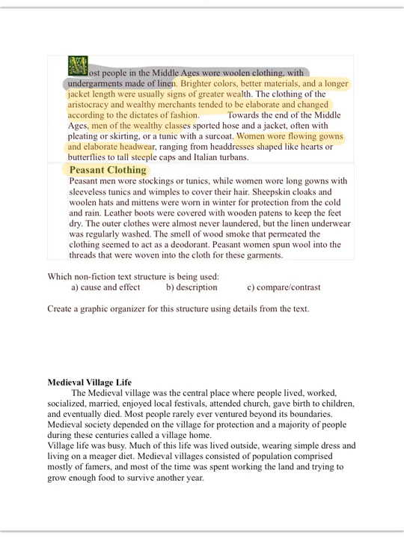Village life was busy. Much of this village life was lived outside, wearing simple dress and living on a meager diet. Medieval villages consisted of a population comprised mostly of farmers, and most of the time was spent working the land and trying to grow enough food to survive another year.